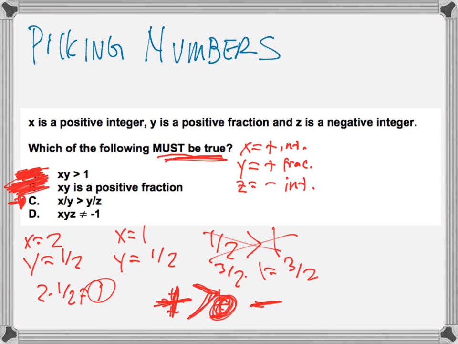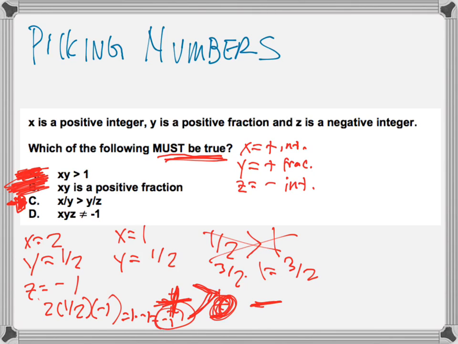Sometimes it's easy to not think of some cases for these. So I'm just going to try and go through and disprove D just to make sure that I have it correct. So D would be that xyz doesn't equal -1. Well, now let's go with our numbers of x is 2 and y is 1/2, right? What if we said z is -1, right? That would give us what? 2 times 1/2 times -1, and that's going to give us 1 times -1, which equals -1, right? So it doesn't have to be true that xyz doesn't equal -1, and we would be left with answer choice C.